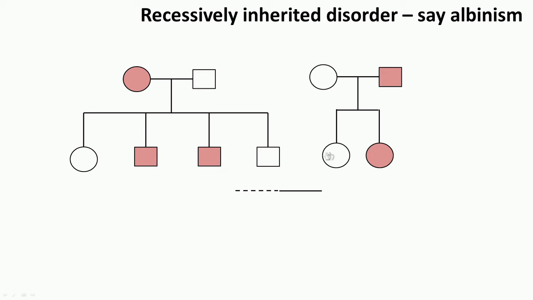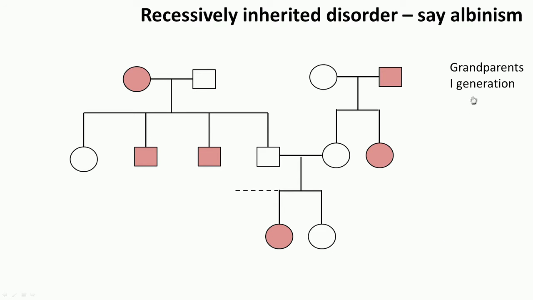Okay. Then these two marry, these are two different families. A child from each family marries the other, and they have children. So far the observations are, one is a female with albinism and another is a female without albinism. This is the grandparents' generation, the first generation in terminology. This is the parents and their siblings, the second generation, and this is the third generation that we are currently concerned with.